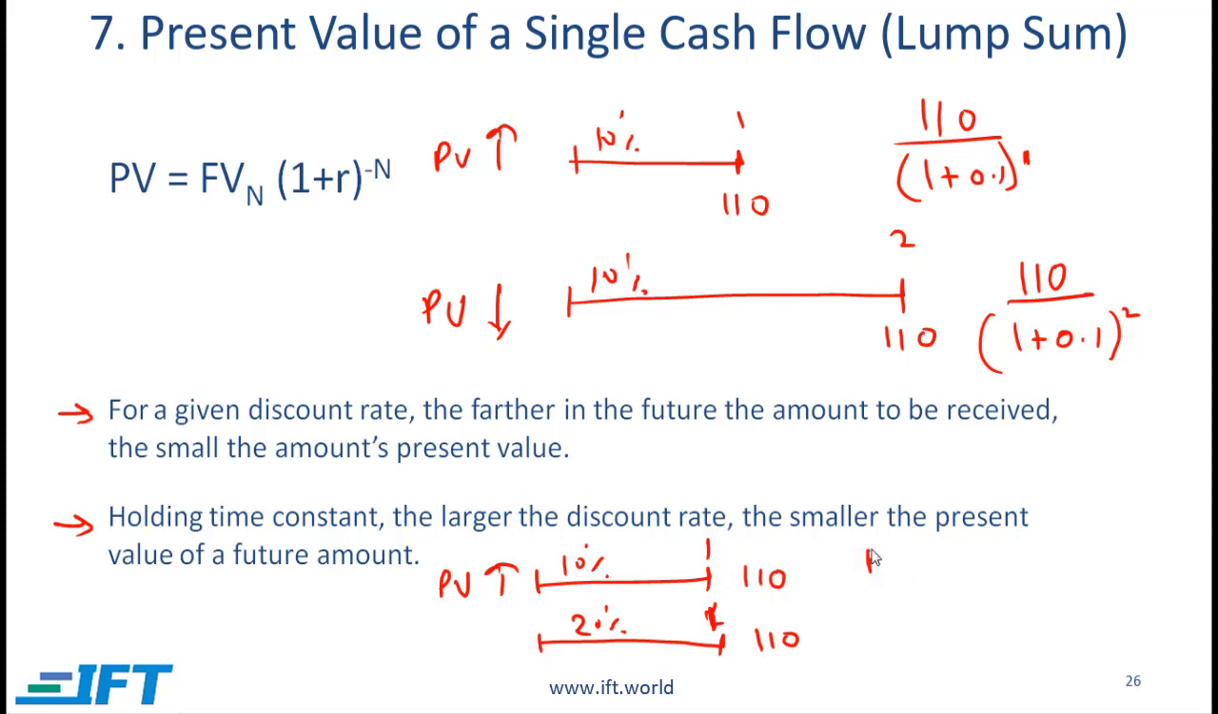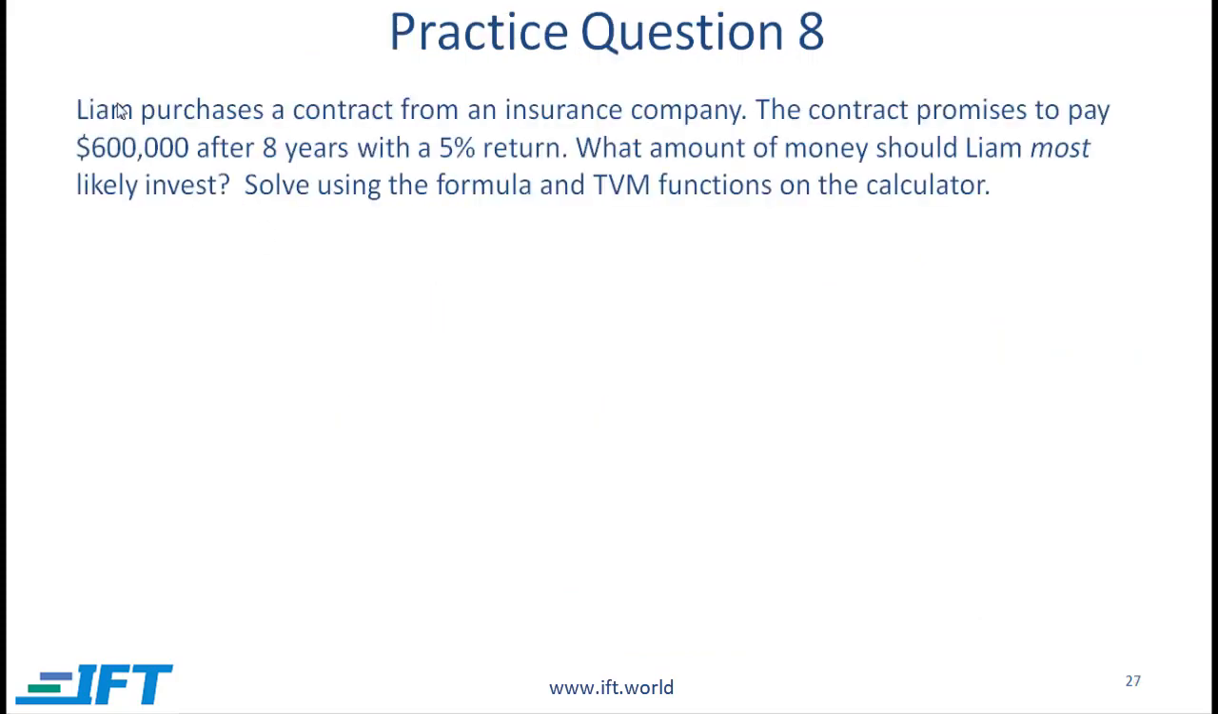In this particular case, the present value will be equal to 110 divided by 1.1, whereas in the second scenario, the present value will be 110 divided by 1.2. So again, you need to be on top of this. Let's see if you can do this practice problem now. Using the formula, here is what you should do.